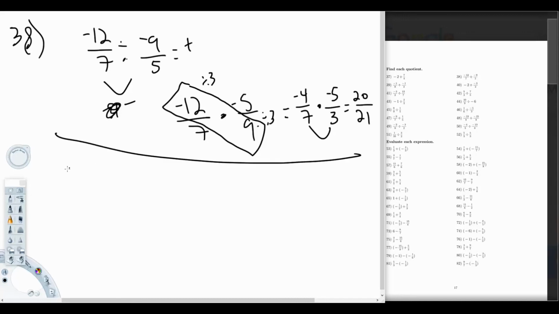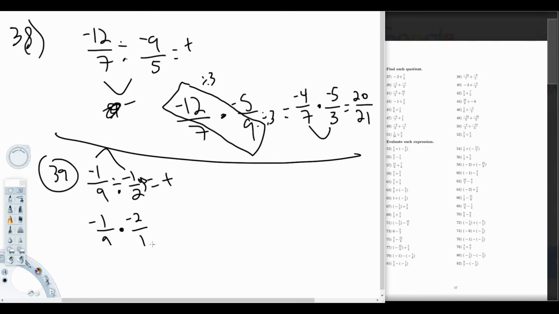Number 39 now. Negative 1 over 9 divided by negative 1 over 2. Okie dokie. Since they're two negatives, we know our answer is going to be positive. So negative 1 over 9 multiplied by the opposite, which would be negative 2 over 1, equals. Look at these two. Negative 1 times negative 2 equals 2. 9 times 1 equals 9. 2 over 9, that's awesome. We're done.